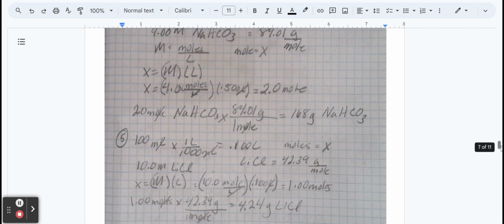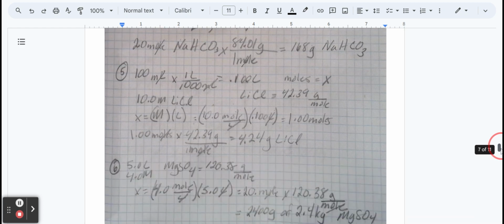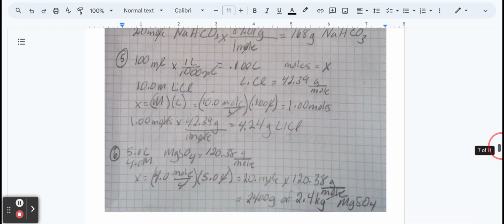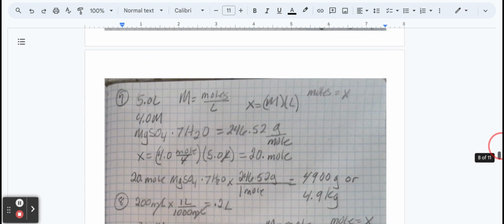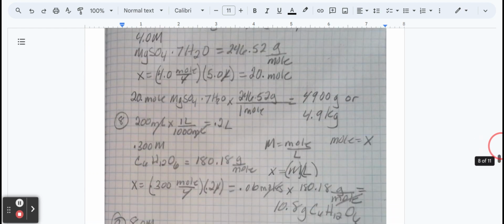Number 5, again, you've got to go 2 liters. That's a must. Let's take a look and see if there's anything different with my work as we go down. Number 7, not much has changed.